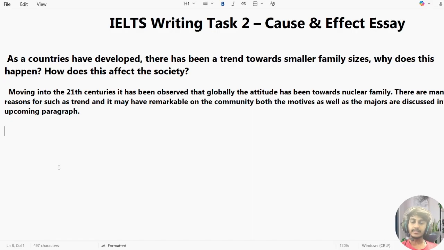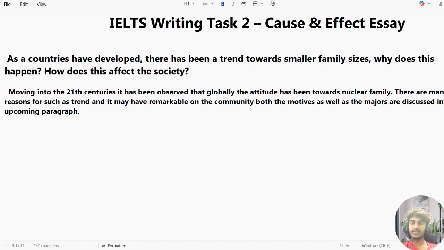So, as the countries have developed, there has been a trend towards smaller family sizes. Friends, this line is doing one main job. It is showing a connection between development and social change. So the writer is not blaming anyone. The writer is simply saying, as a country develops, lifestyle changes and family size also changes. This is called a general statement, and every good IELTS essay starts like this.